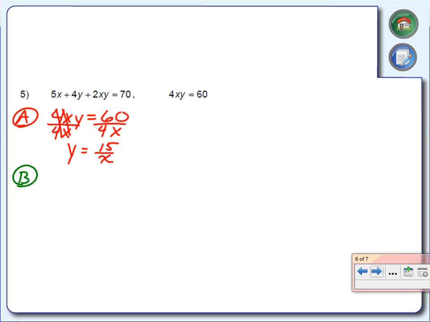Now we're going to take that 15 over x and plug it in for the y's, right there and right there. That's where we're sticking that 15 over x. So let's go ahead and do that.